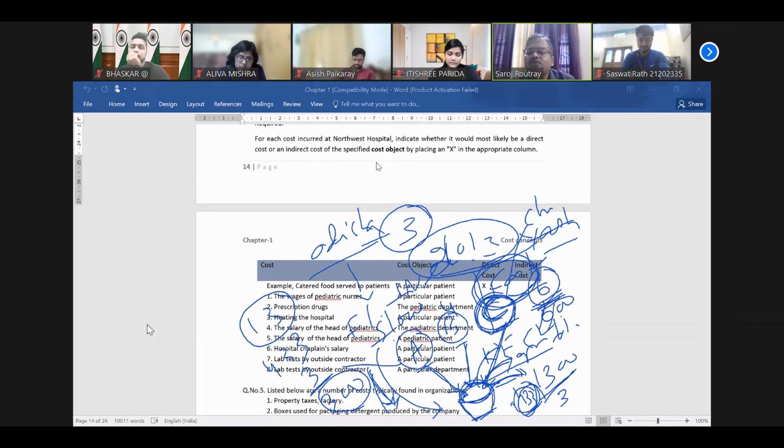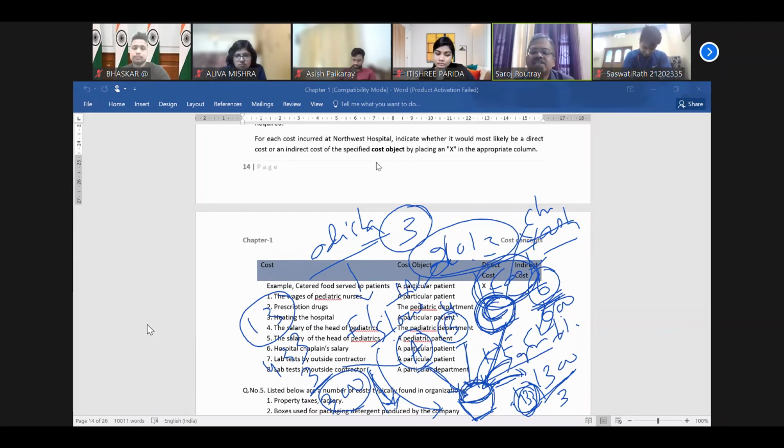Nobody likes to subsidize someone else. I'm bearing the cost, I should get the benefit. Why should I pass the benefit to you if I'm incurring the cost? That is the problem. That is why we have to divide it into direct and indirect cost.